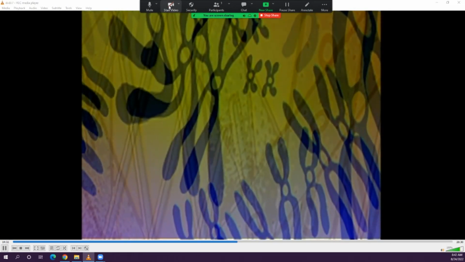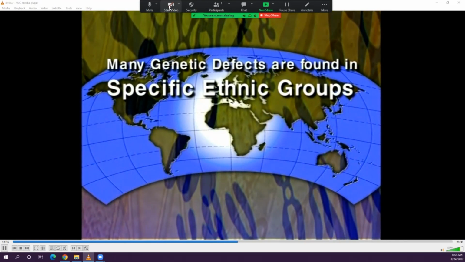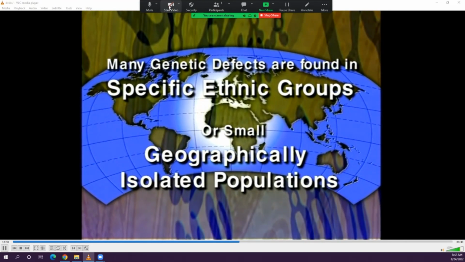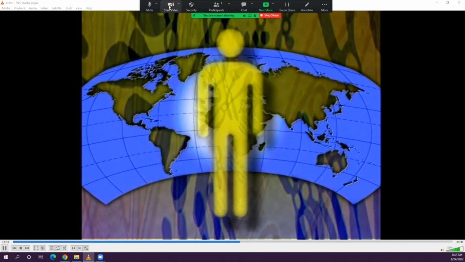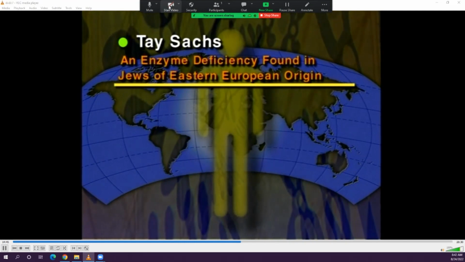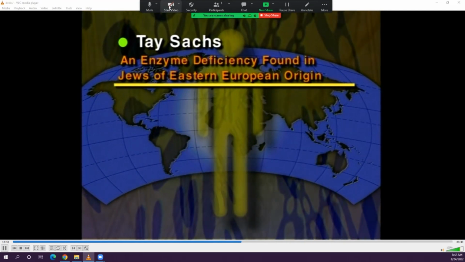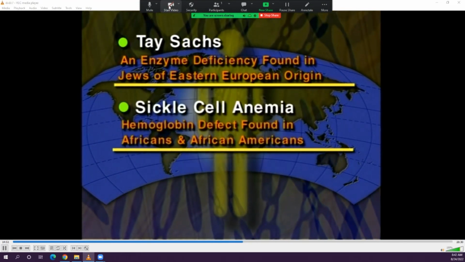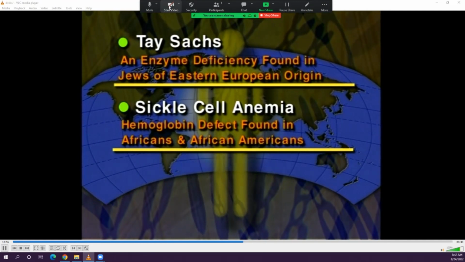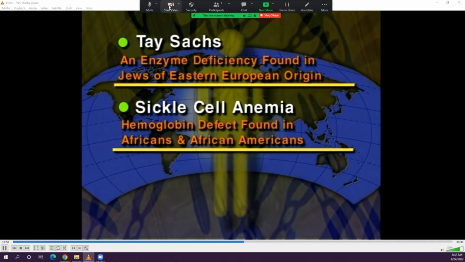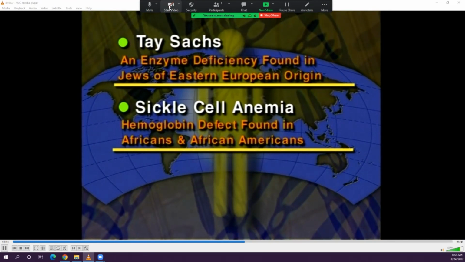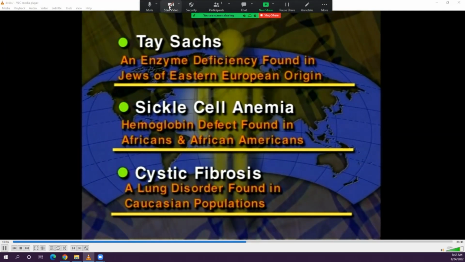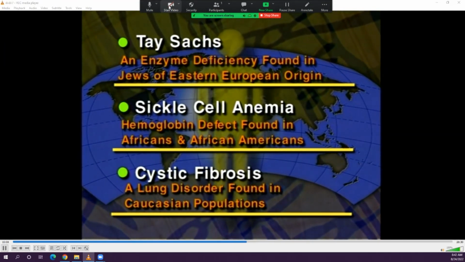There are many genetic defects found most frequently, but not exclusively, in specific ethnic groups or in small geographically isolated populations. Some of these are Tay-Sachs, an enzyme deficiency that results in brain degeneration, found in Jews of Eastern European origin. Sickle cell anemia, a hemoglobin defect in which red blood cells take on a sickle shape, is found in people from some African countries and African Americans. Cystic fibrosis, a lung disorder, is found in Caucasian populations.